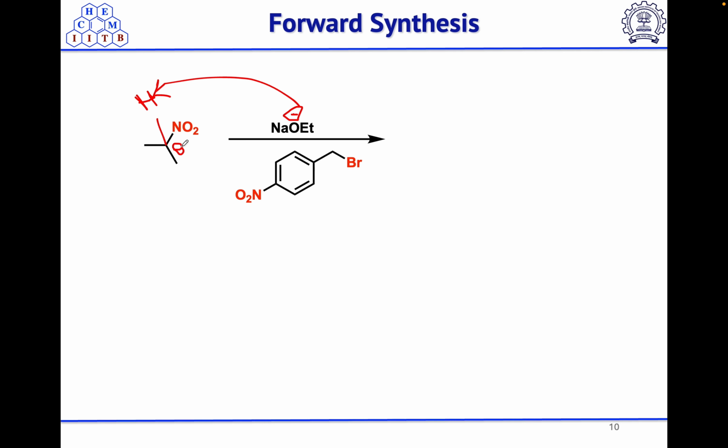So now this nucleophile is ready. And what is your electrophile? The electrophile is this, benzyl bromide, para-nitrobenzyl bromide. So you will get this product, the CC bond formation product. So now what is the next reaction you have to do to complete your target molecule? If you remember the target molecule correctly, then you can easily answer. From the nitro compound, what do we have to do to get our target molecule?